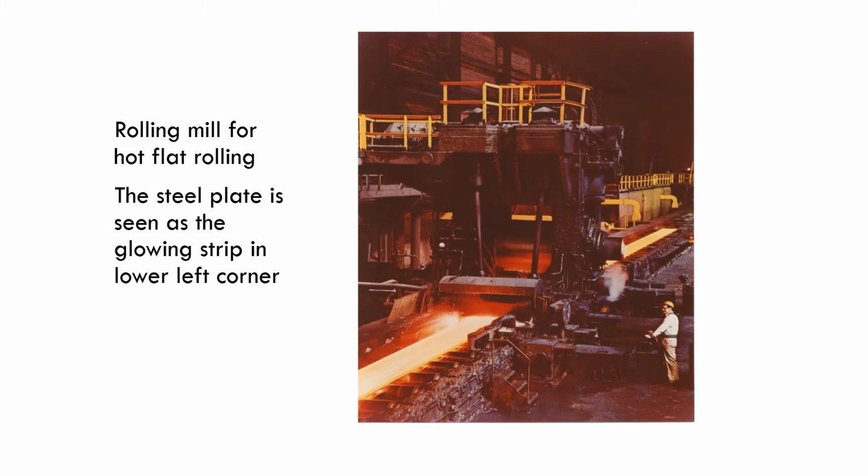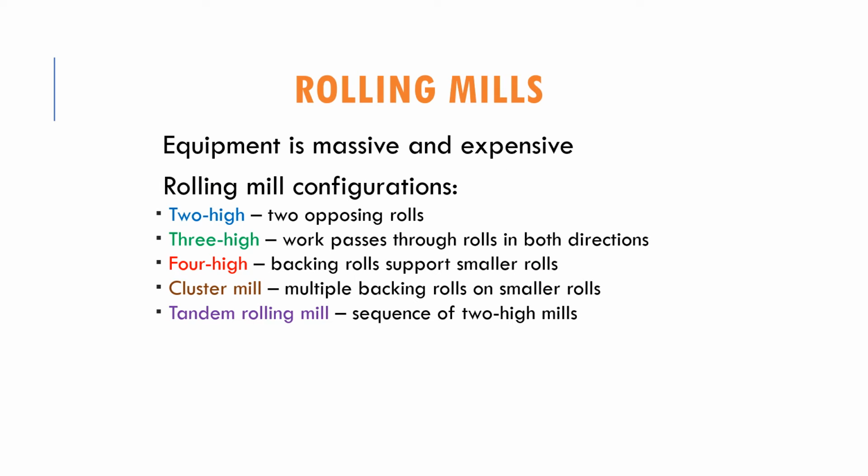So here is the rolling mill for the hot flat rolling process. If you can see, the setup for the rolling process is very big and very hot. If you compare the machine to the operator, who is just a small person over here, it is a very gigantic machine to perform the process. Due to that, the equipment is massive and very expensive. So here, we are going to look into the rolling mills.